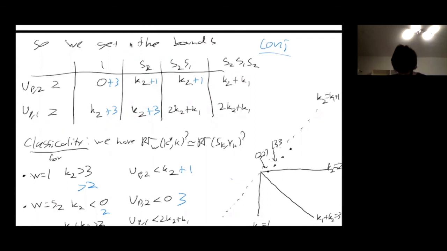And similarly for this wall here, you again have a tie. And for this wall, you again have a tie. And so you can label the chambers by the elements of the Weyl group.